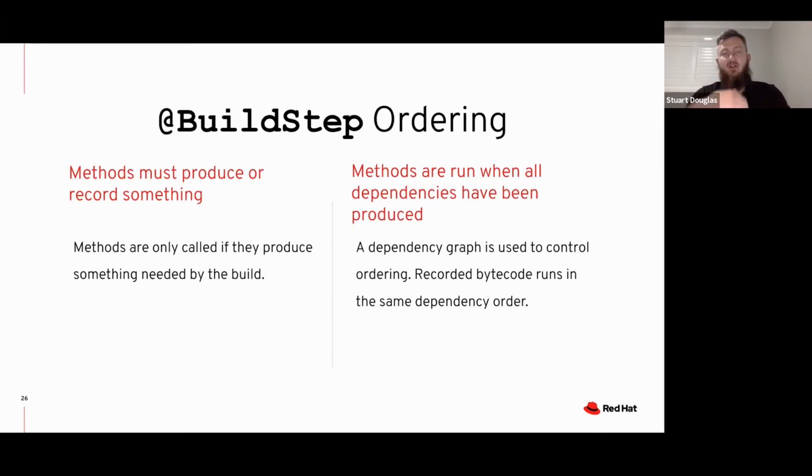So if you're injecting the combined index build item, for instance, your method won't get run until after that's been produced. If you're trying to write an extension that's registering all your servlets and you want to inject all the servlet build items, then it won't be run until everything that can possibly produce a servlet build item has already been run. So basically it just forms a dependent object graph of what needs to run in what order based on the dependencies, and then things are run as soon as they possibly can be based on all the dependencies being ready. And the generated bytecode runs in this same dependency order that was set up by these build steps.